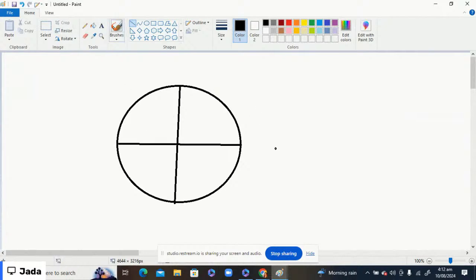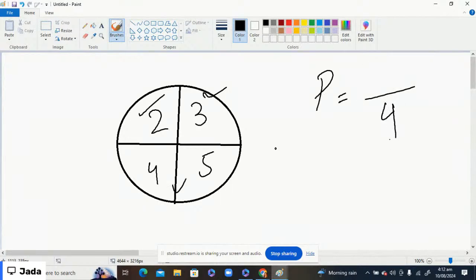look at here, this one, it's 2, 3, 4, and 5. They are saying to find P for the prime. How many total sections? It's 1, 2, 3, and 4. So the total is put here. How many prime numbers? 1, 2, and 3. Or for example, here it's not 5, here it is 6. So how many prime? It's only 2 prime numbers. So what's your answer? 2 by 4, it's 1 by 2.